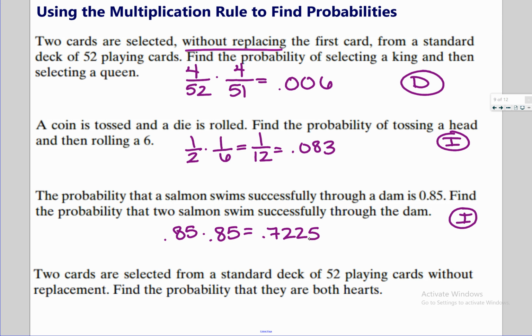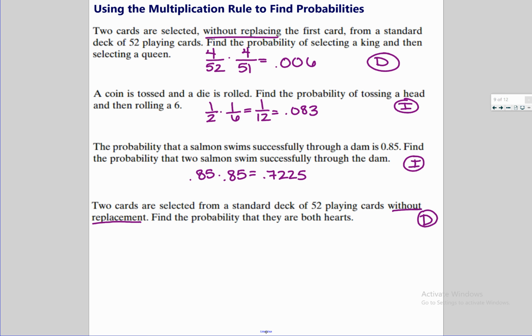Okay, 2 cards are selected from a standard deck of 52 playing cards, again, without replacement. Find the probability that they are both hearts. Is this independent or dependent? In this section, this is dependent, okay? What's the probability that the first guy selected is a heart? 13. Okay, out of 52.